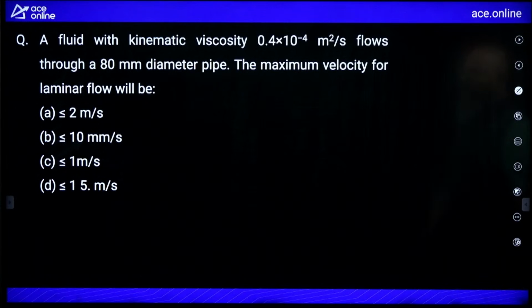Moving further. The question is saying a fluid of kinematic viscosity 4 into 10 power.